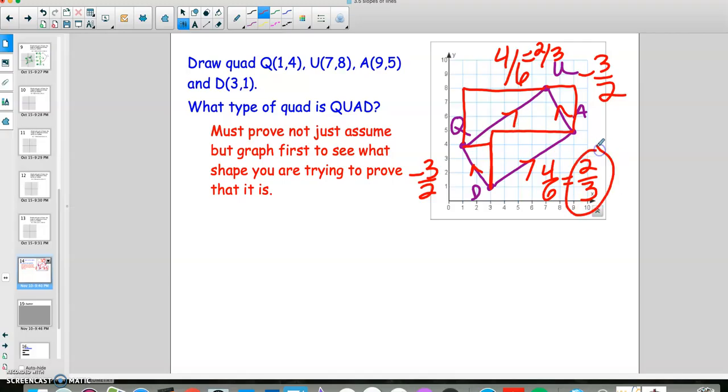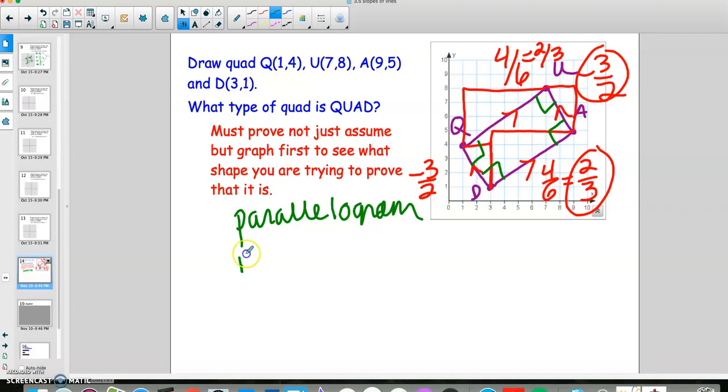Take a look at these 2 numbers. Good, they are opposite flips. So not only is this a parallelogram, but it also fixes the corners to be right. So it's a parallelogram. And it's a rectangle.